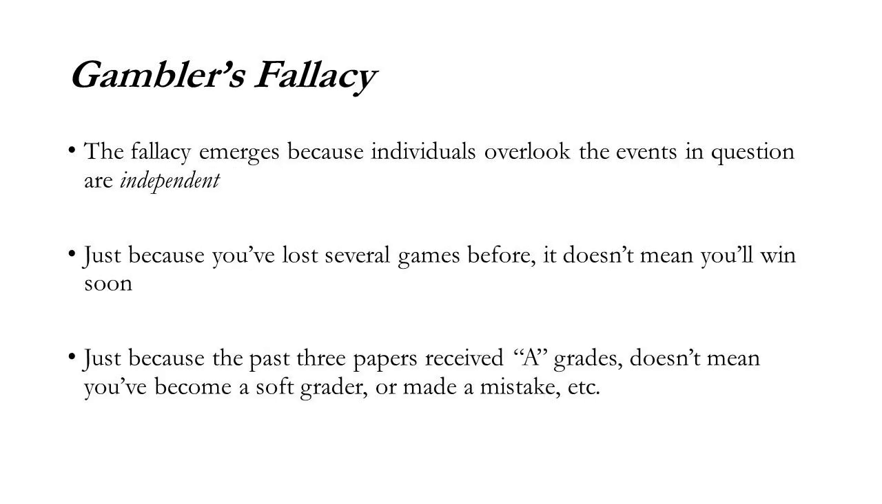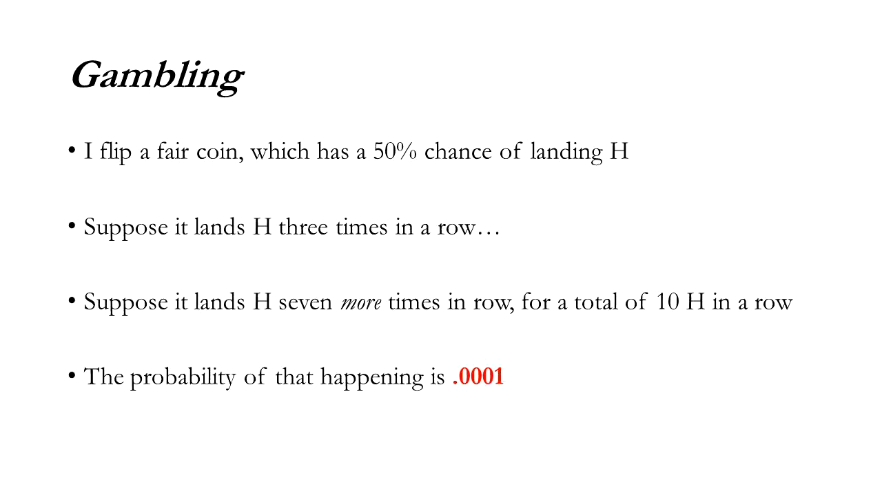This fallacy emerges because individuals overlook that the events in question are independent. Just because you've lost several games doesn't mean you will win at some point soon. Similarly, just because the past 3 papers in a row received A's doesn't mean you become a soft grader or made a mistake. I'm talking to myself here, of course. Now, I flip a fair coin. Suppose it lands heads 3 times in a row. And suppose it lands heads 7 more times in a row for a total of 10 heads in a row. Now, the probability of that happening is 0.0001.